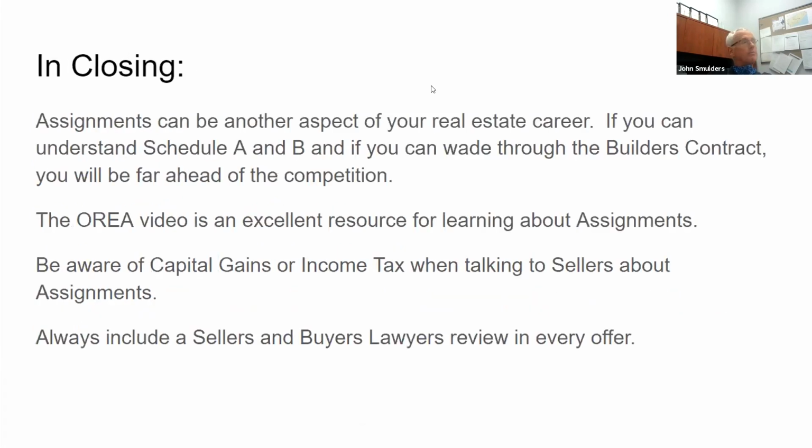In closing, last one, assignments can be another aspect of your real estate career. If you can understand Schedule A with all the clauses and conditions, and B, and if you can wade through the builder's contract, you will be far ahead of the competition. The reason why I put down, can you get through the builder's contract? What I'm trying to really point you towards is the assignment clause.